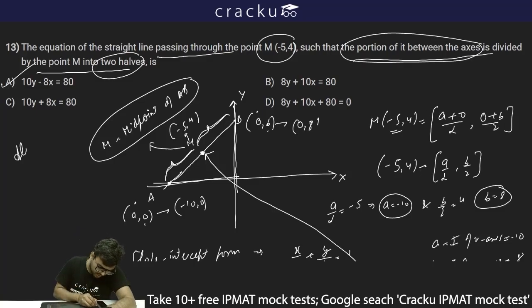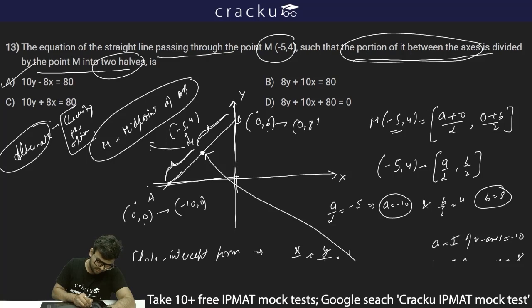Now there is one more alternate solution for this, which is checking the options. The line is passing through point M, which is minus 5 comma 4. So we check which equation satisfies minus 5 comma 4, where the left hand side and right hand side are equal.